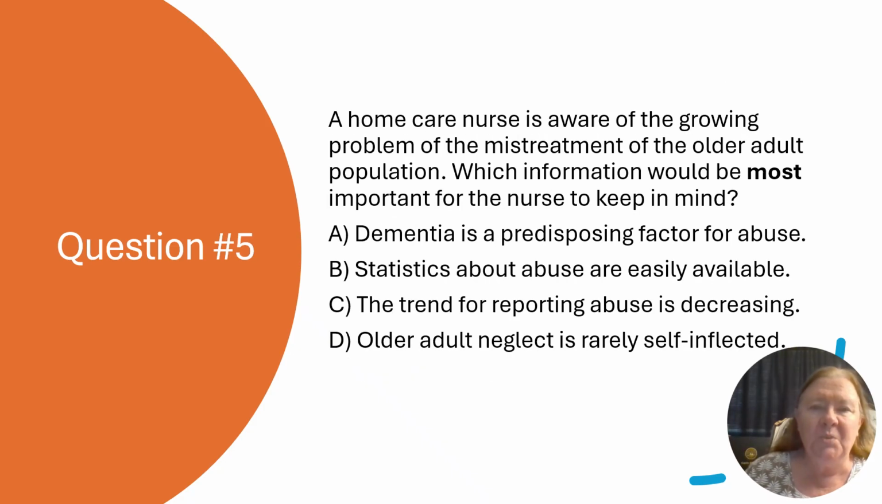A home care nurse is aware of the growing problem of the mistreatment of the older adult population. Which information would be most important for the nurse to keep in mind? Here's the word most again. Okay, and this is content that I covered in the previous lecture. There will be a link at the end of this video to that particular video that you can review.